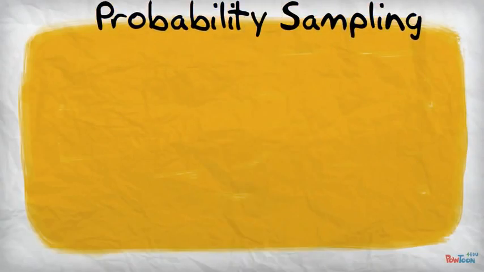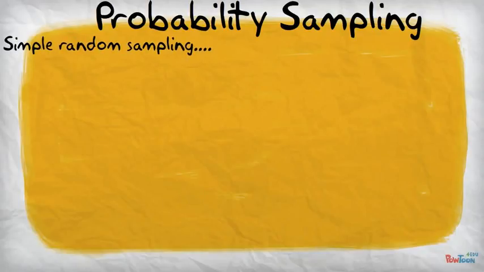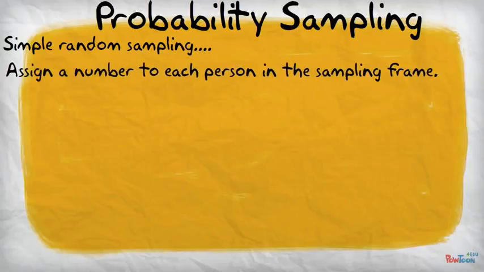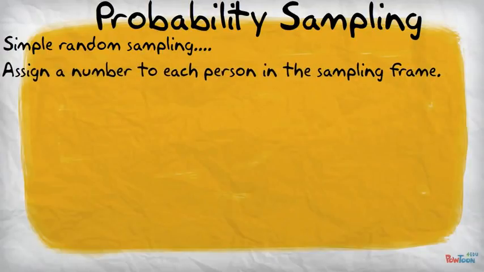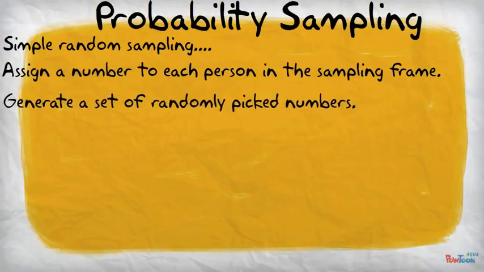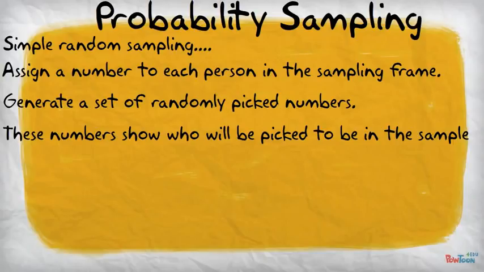Okay, so how do we go about getting a representative sample from a population? We do this through probability sampling. We're going to talk about 4 different kinds. The first is simple random sampling. This is when you assign a number to each person in the sampling frame. Then you generate a set of randomly picked numbers. This is usually done through a computer program. These numbers show who will be picked into the sample.